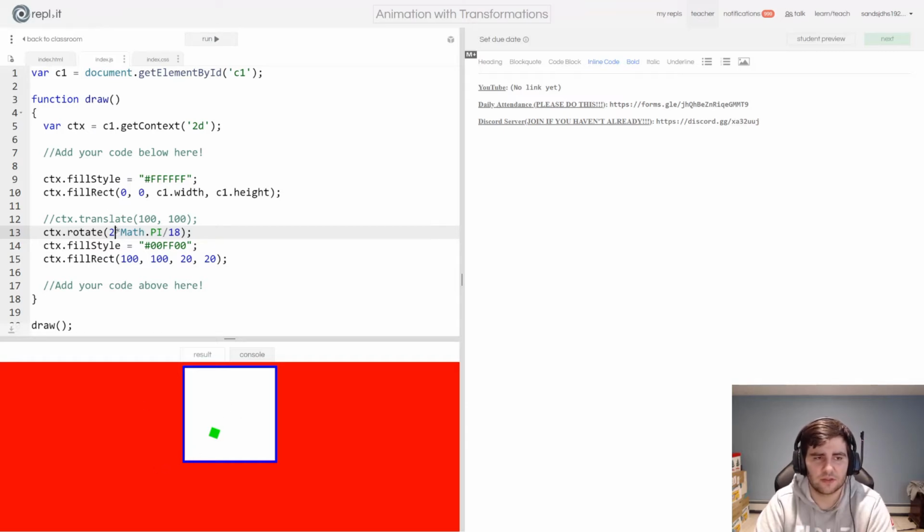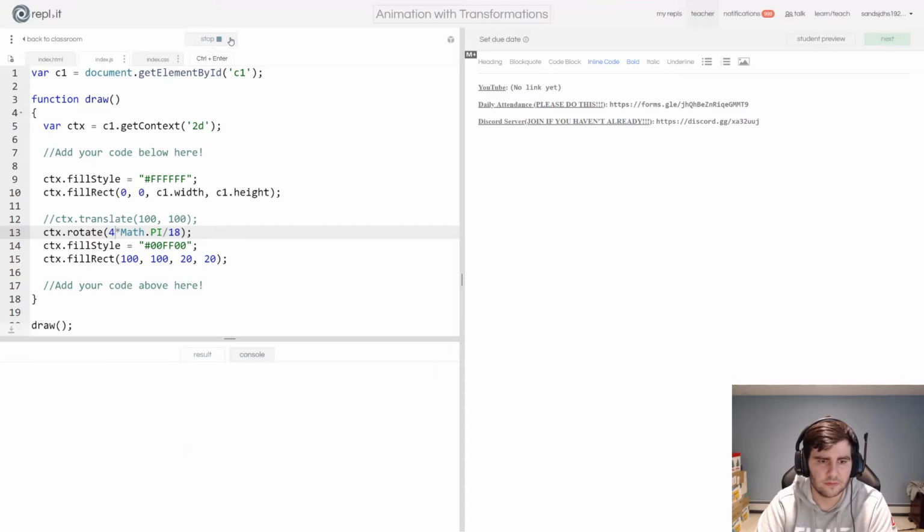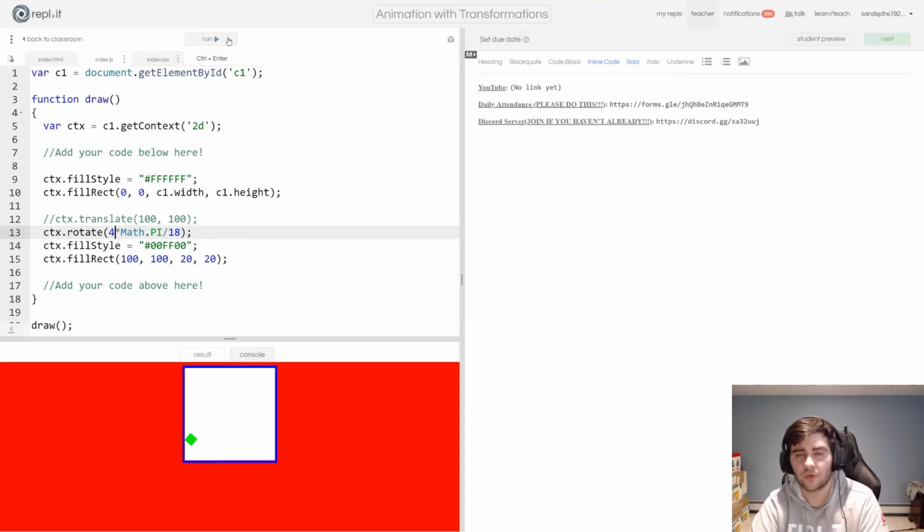Let's show it. 3, that's a 30-degree angle. Yep, let's do 4. And if we keep rotating it like this, it'll eventually be off the page.